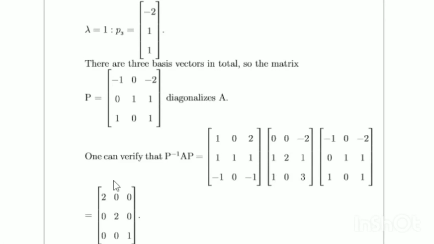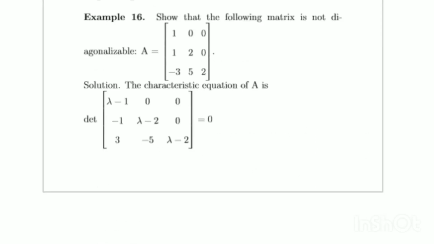Okay, just write down the equation. Next we have to show that the matrix [1, 0, 0; 1, 2, 0; -3, 5, 2] is not diagonalizable. So we can't get such a matrix with the diagonal entries as eigenvalues. We have to show that this matrix is not diagonalizable.